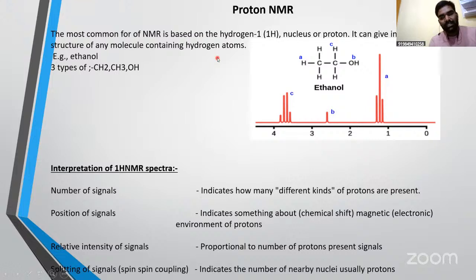If any molecule contains hydrogen atoms and you want to find its structure, we can use this proton NMR. Here the example is ethanol, CH3CH2OH. A is hydrogen here, C is hydrogen, and B is the alcohol OH. We can observe here that A and C have the same peaks, so there are three types: CH2, CH3, and OH.